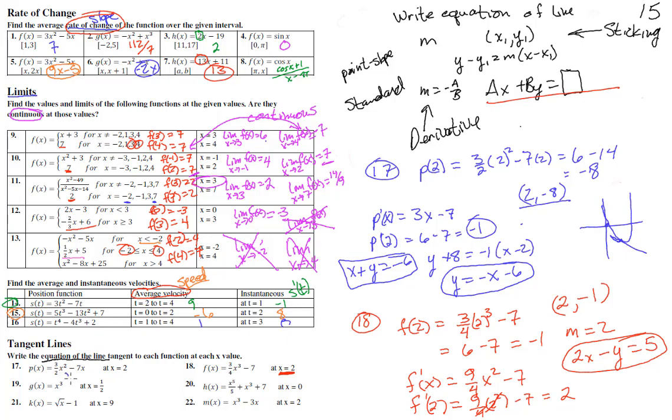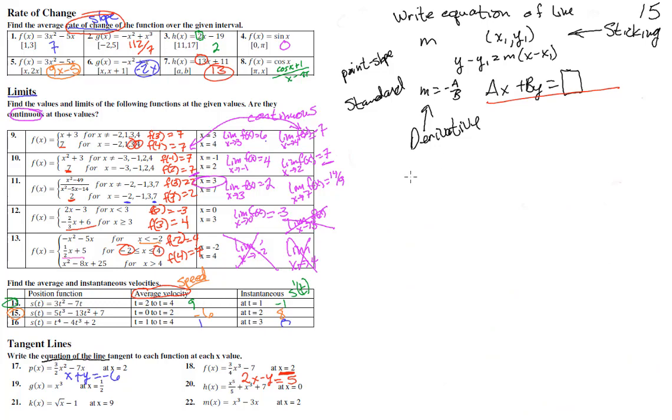Let's write these down over here to keep them before we erase everything. We get x plus y equals a negative 6. And over here, we get 2x minus y equals 5. Good. All right, let's get some space here.